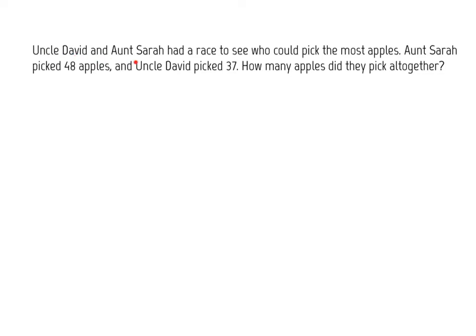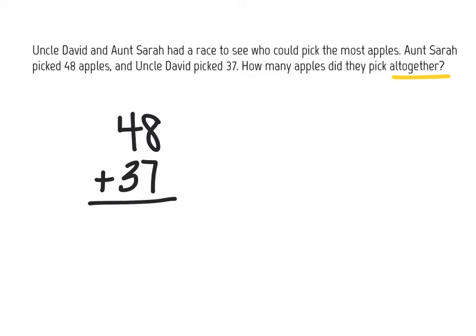Uncle David and Aunt Sarah had a race to see who could pick the most apples. Aunt Sarah picked 48 apples and Uncle David picked 37. How many apples did they pick all together? So our key word is all together. That tells us that we are adding, because we want to know the total. And then we're going to set up our equation. 48 plus 37. We've got our ones on our ones and our tens on our tens. So take this time to try to solve that equation.